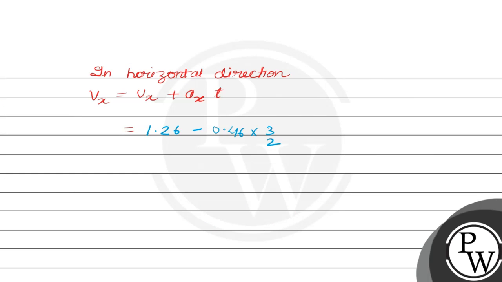We can write it as 3 upon 2. So 1.26 minus 0.23 into 3, this will be 0.69, and solving we will get velocity in x direction as 0.57 meter per second.